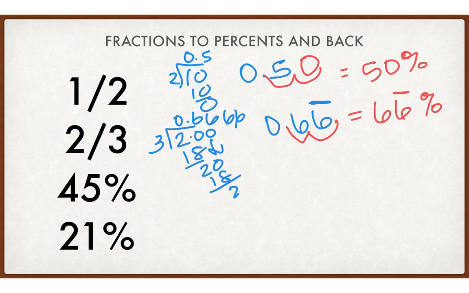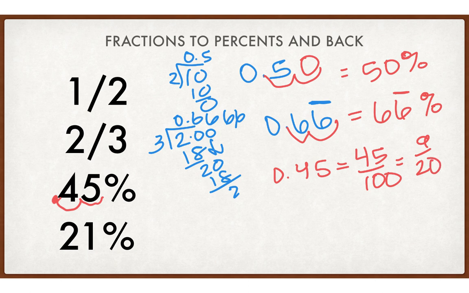All right, let's look at the 45%. So these ones are actually a little bit easier because, again, we undo the percent by moving the decimal 2 places to the left. So then my decimal is 0.45, and I need to turn it into a fraction, which becomes 45/100ths, and that should look familiar because we did it before. So 45/100ths simplified is 9/20ths.